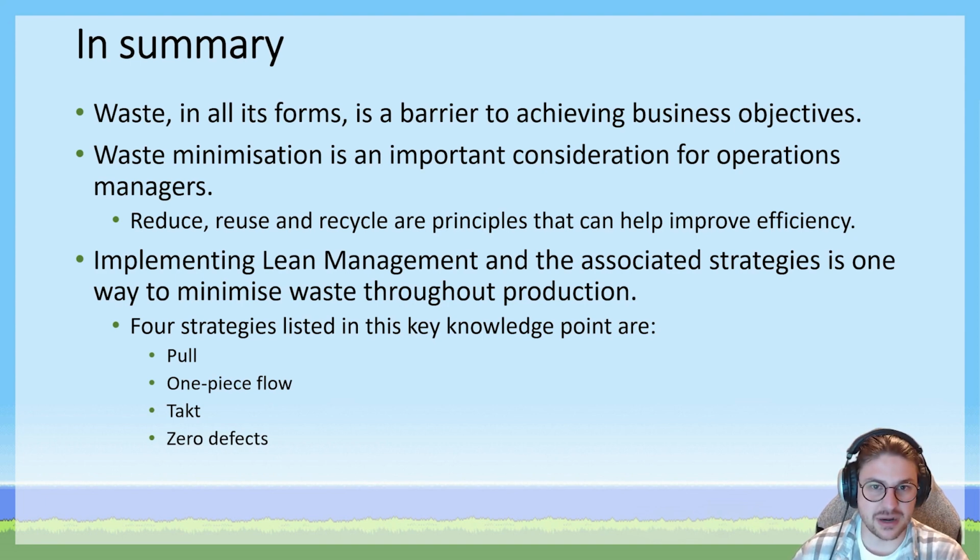If you can reduce the number of inputs needed, good. If you can reuse things in your operations system, good. And if you can recycle waste to take on some function, so it's not just thrown away, good. And it might be that one of the ways that you look to implement waste minimization in your business is you adopt a lean management philosophy. And we've spoken about 4 strategies that can be implemented as part of lean management. Those are pull, one-piece flow, takt, and 0 defects.